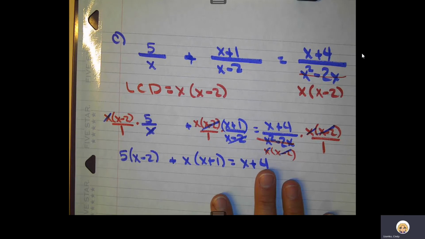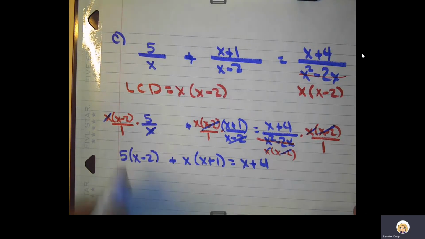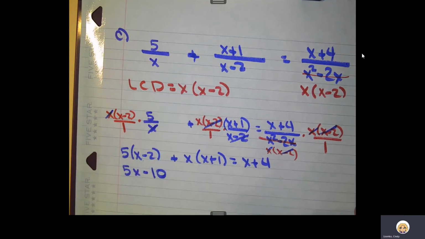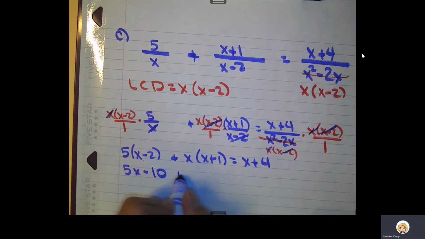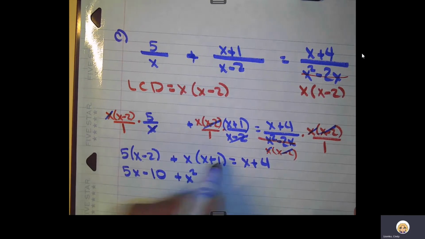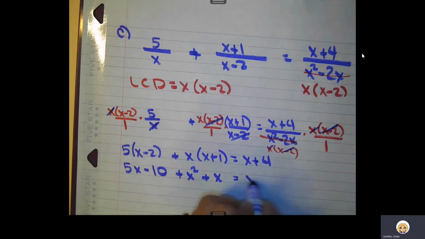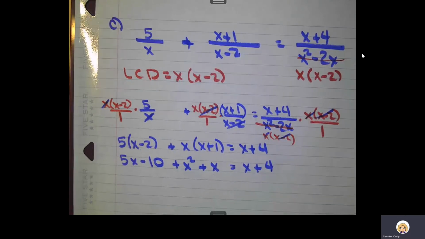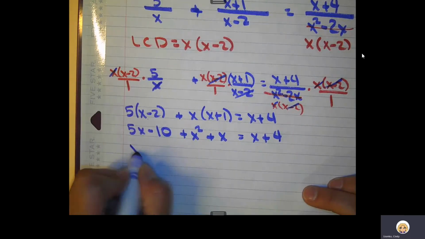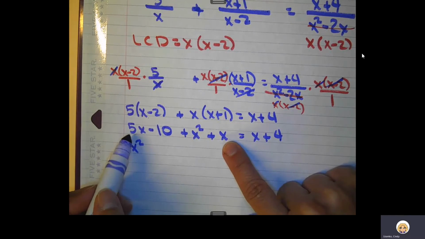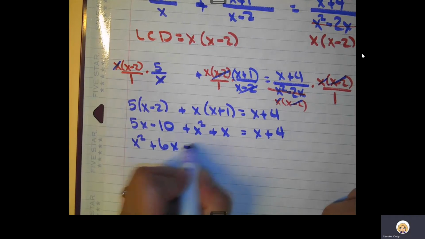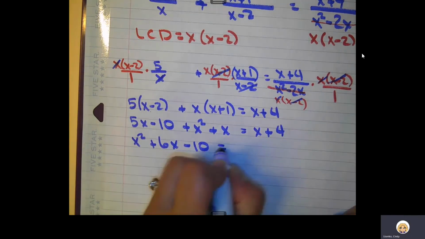So we're going to distribute and we're going to get everything to one side like we did on the other question. So if I distribute, 5 times x is 5x, 5 times negative 2 is negative 10, x times x is x squared, so plus x squared, x times 1 is positive x, or positive 1x. On the other side, we're going to bring down the x plus 4. All right, what I want to do now, maybe I'm going to put it in order, makes it a little bit easier. So I'm going to put my x squared first. I can combine my x's, 5x and x is 6x, so plus 6x. And I have a minus 10. Over here, I have x plus 4.